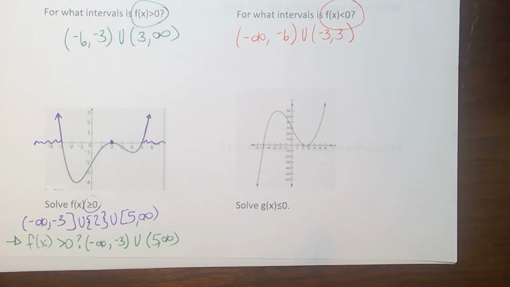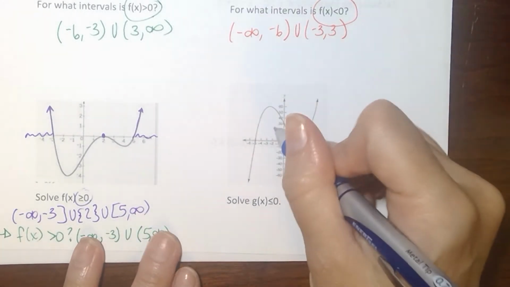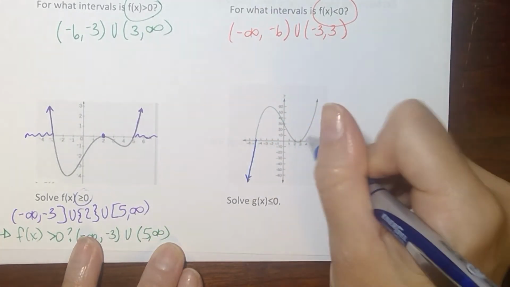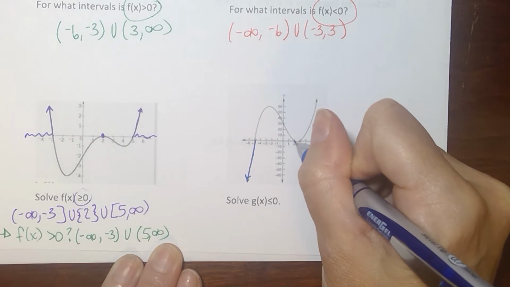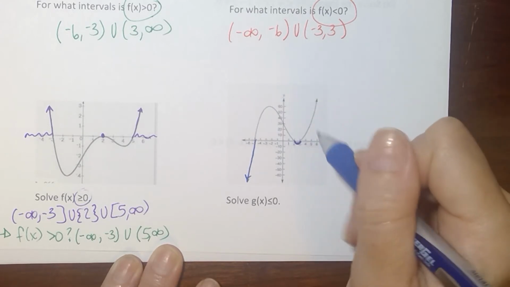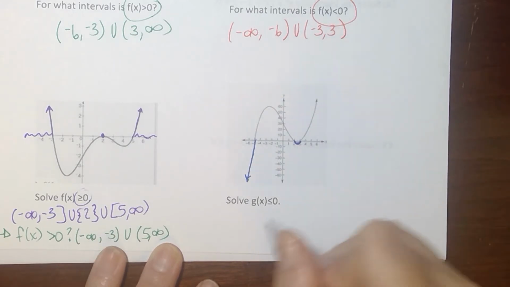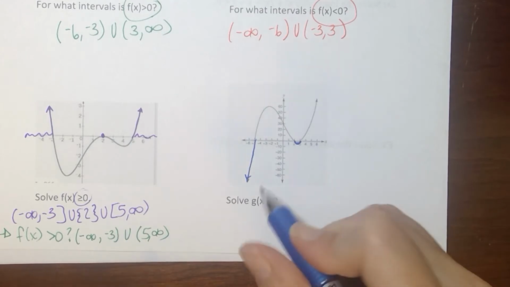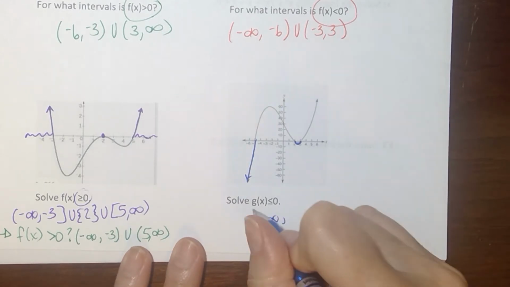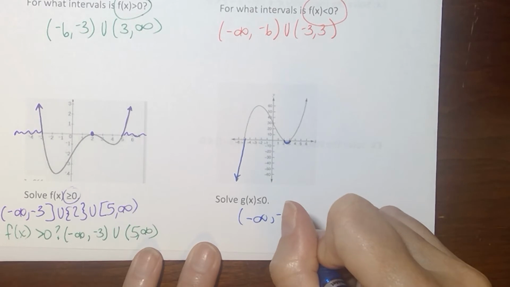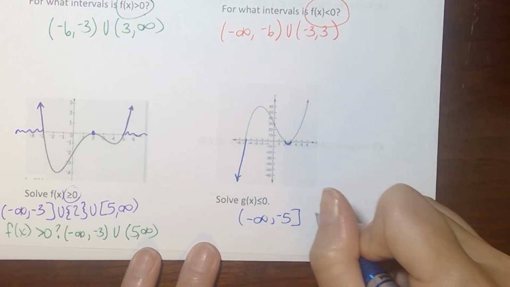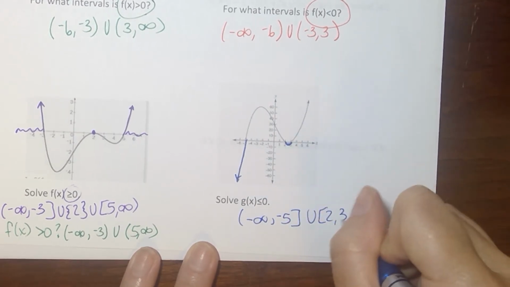Solve g of x less than or equal to 0. Well, less than or equal to 0 is where the graph falls at or below, and that falls below right there. So I've got the x coordinates, the x interval from negative infinity up to and including, because it's or equal to, negative 5, or from 2 to 3.